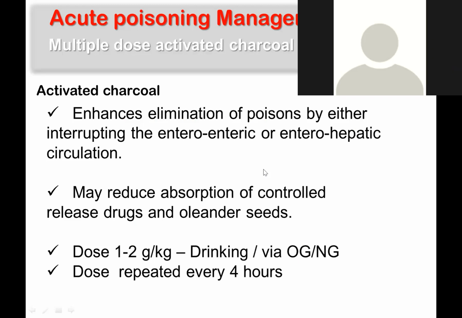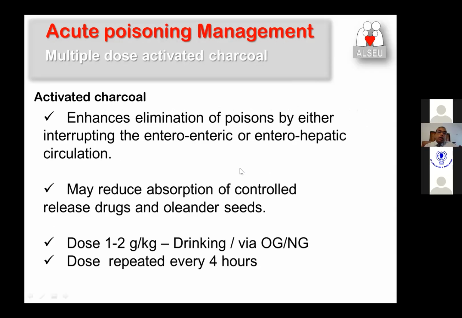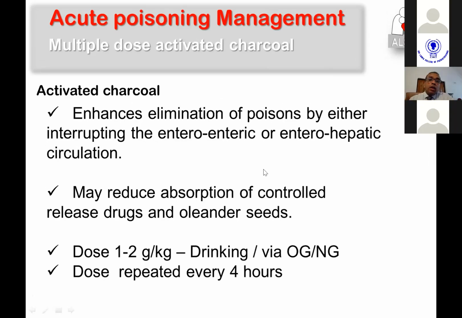So it may reduce the absorption of controlled release drugs and oleander seed-like substances, but it is effective for many poisons as a method of elimination. The dose is the same as the single dose, like 1 to 2 grams per kilogram. It can be repeated every 4 hours till the toxic level is significantly low.